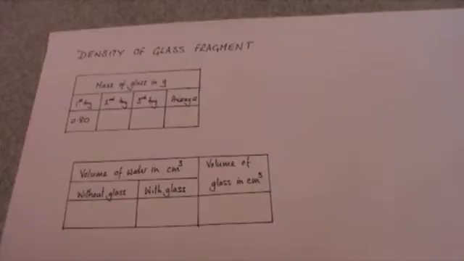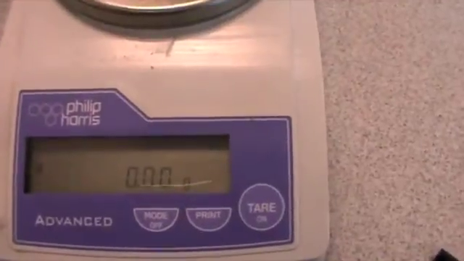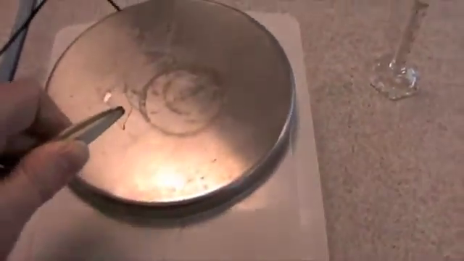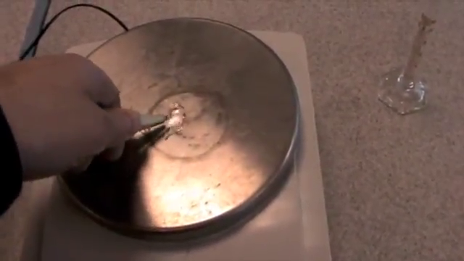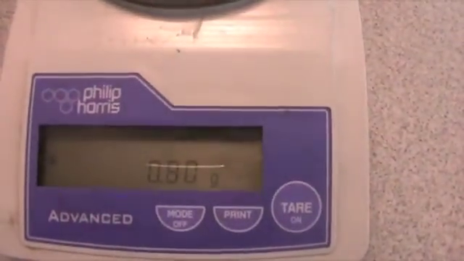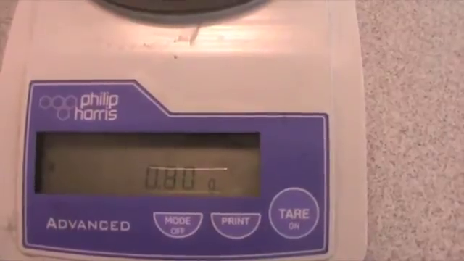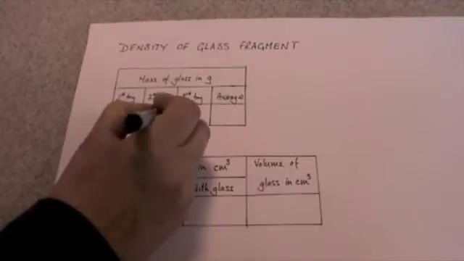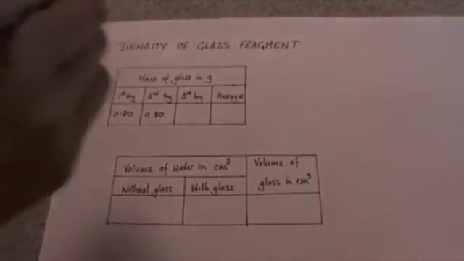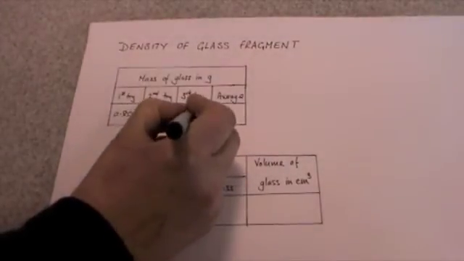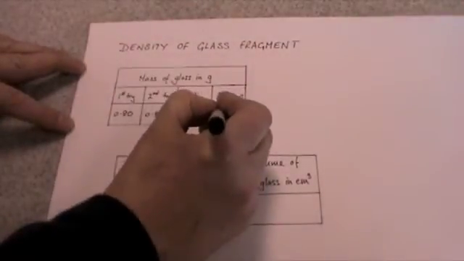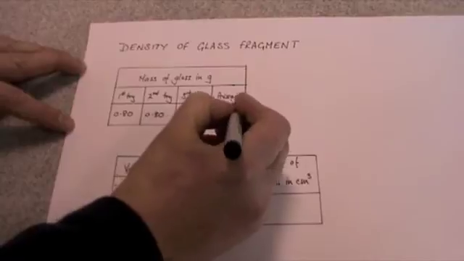Now I'll repeat that because I need to make sure that the measurements I take are reliable. Here's the second measurement. Just place the glass on the top and it's 0.80 grams again. And the final measurement was again 0.80. So because they're all the same, I know the average must also be 0.80 grams.